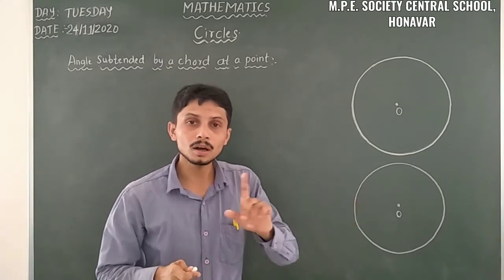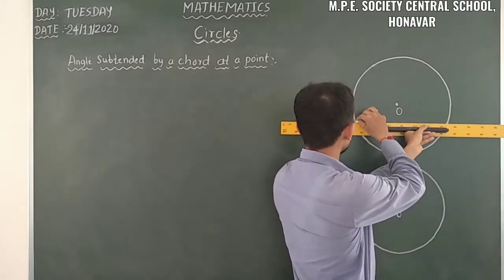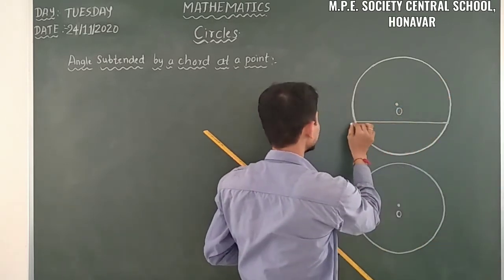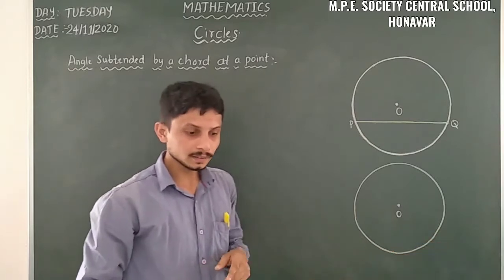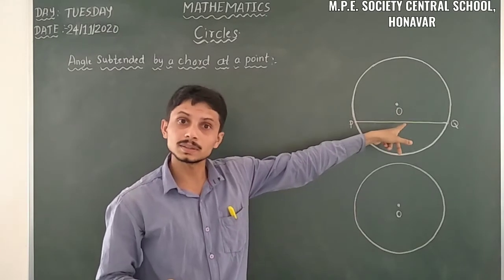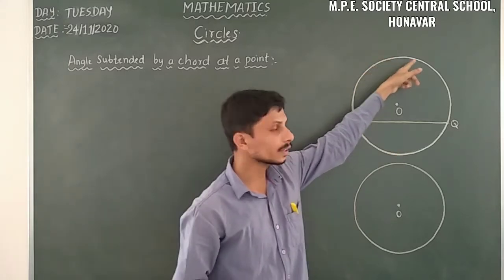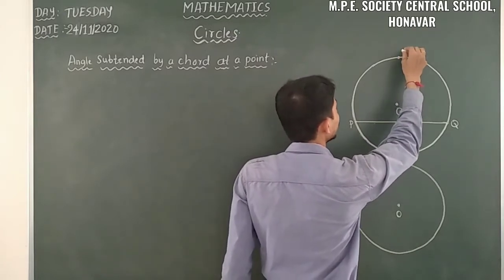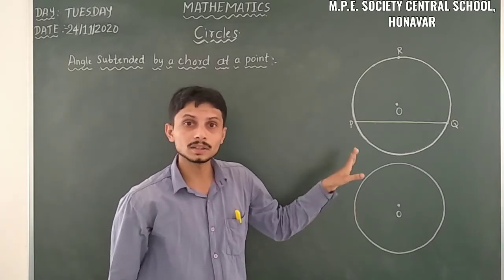So firstly we have to draw a chord. Here I will draw a chord, with P here and Q here. Then some options are there. One is the center, which is a point inside the circle. We can also take any point on the circle. Firstly I will consider R. I will take R here, a point on the circle.